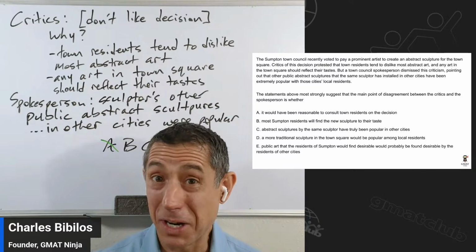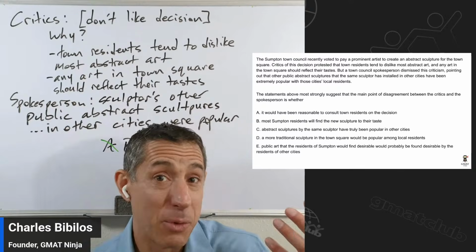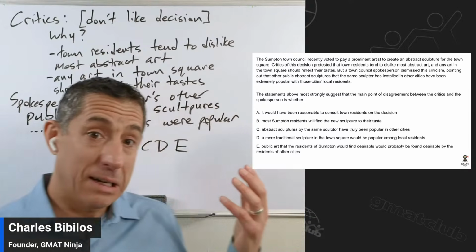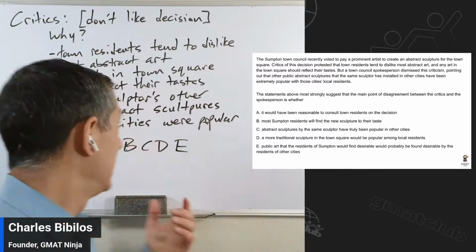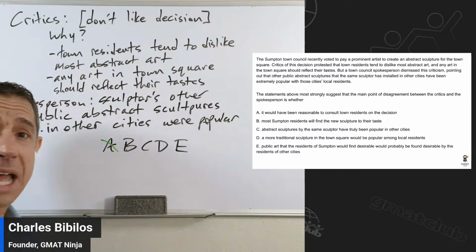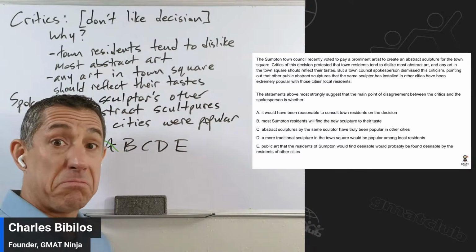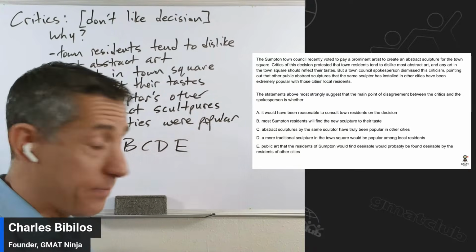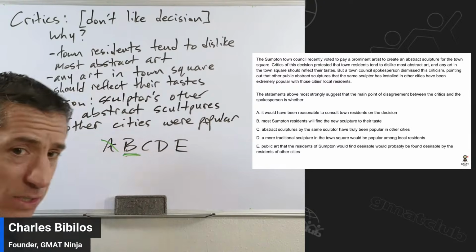B, most Sumpton residents will find the new sculpture to their taste. I think they do disagree on this, right? The critics are saying, hey, most of us don't like abstract art, and we want something that reflects our taste. And the spokesperson is basically saying, yeah, but everybody else likes it, so we're doing it. So let's hang on to B. That seems like a thing they disagree on.